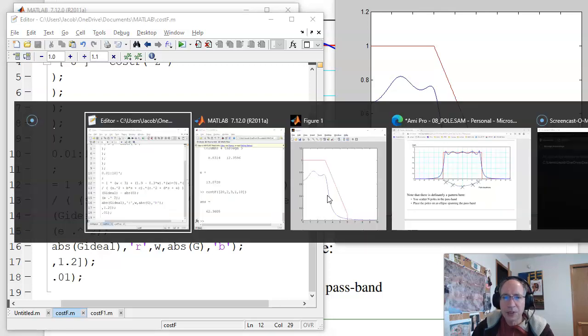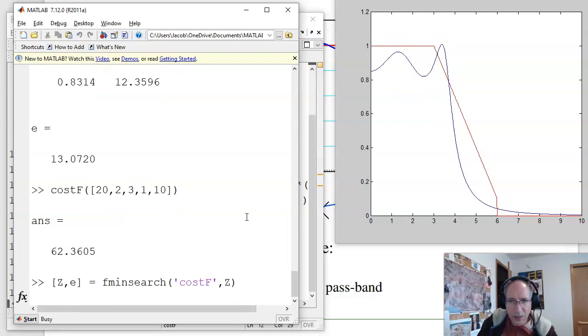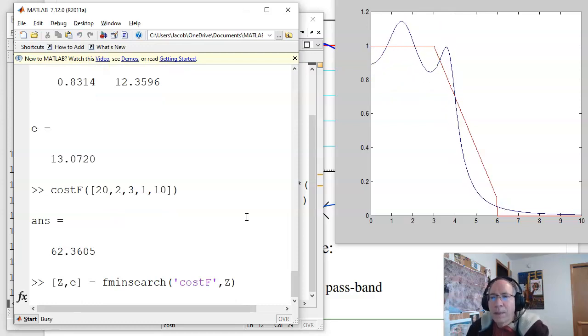Well, fminsearch will sit there and iterate, keep on guessing again until it does the best it can. And again, this is still with just 4 poles, 2 sets of complex conjugate poles. It's playing around with the 2 poles, trying to figure out where they belong, what's the real part, what's the complex part. So I get as close as I can to the red line. And it's not perfect, but it's actually doing pretty darn well. After some time, it'll come up with the answer.